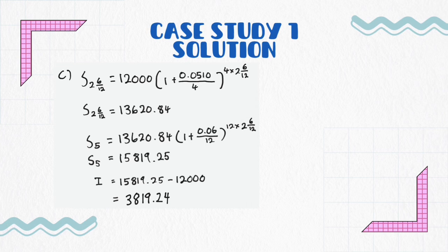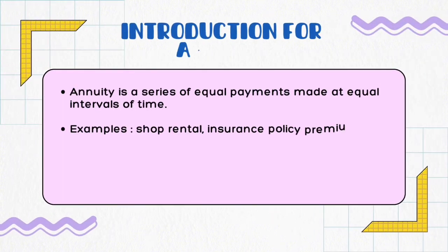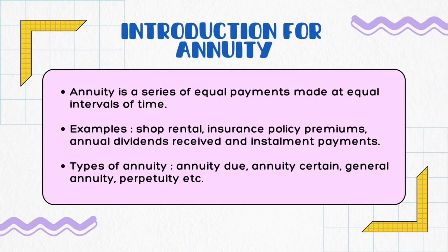The answer will be 15,819 ringgit 25 cent. Lastly, we need to calculate the total interest paid with the formula I equals S minus P, where S equals 15,819 ringgit 25 cent and P equals 12,000, and the answer is 3,819 ringgit 25 cent. Moving on to case study 2, which is annuity.